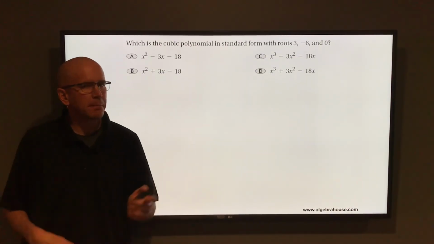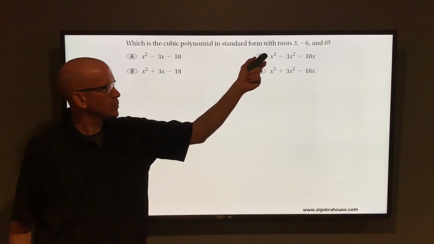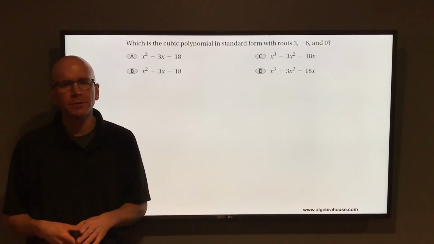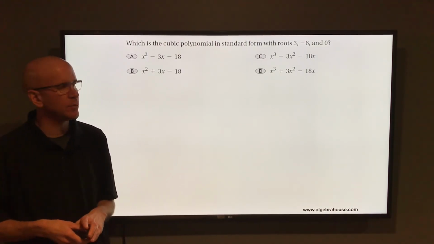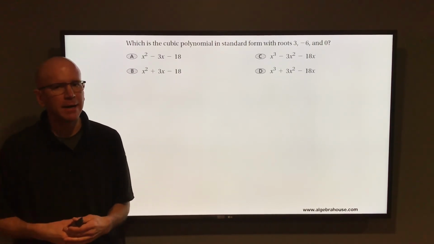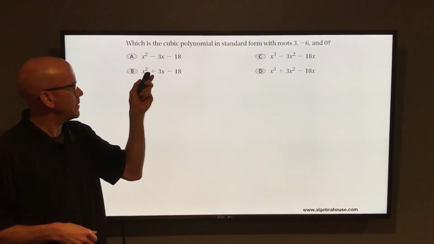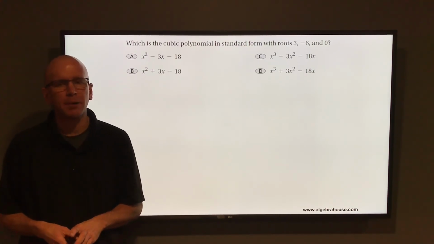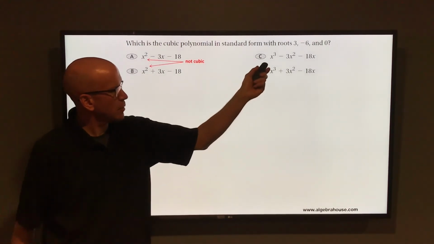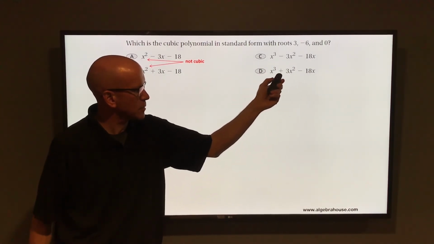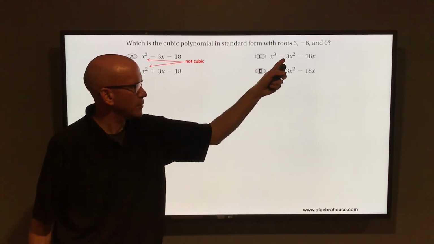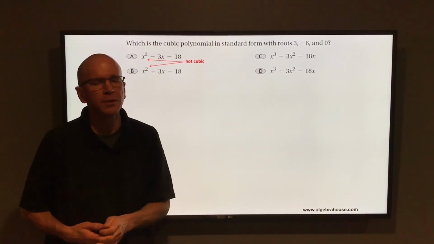Which is the cubic polynomial in standard form with roots of 3, -6, and 0? So the 3, -6, and 0 would be the roots, the solutions, the zeros, the x-intercepts, whatever you want to call it. Well, we're looking for a cubic polynomial, so the first thing that catches my eye is the x squared in A and the x squared in B. Those are quadratic polynomials. We're going to throw those out immediately. They're out of the game. So we have x to the third minus 3x squared minus 18x, or x to the third plus 3x squared minus 18x. Close game between those two. The only difference is minus 3x squared or plus 3x squared.